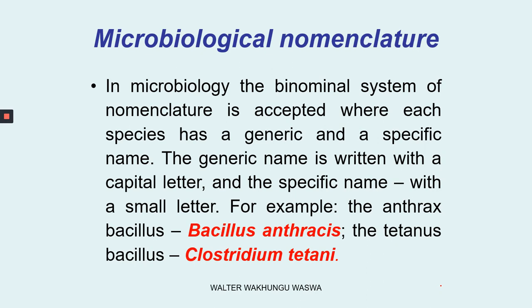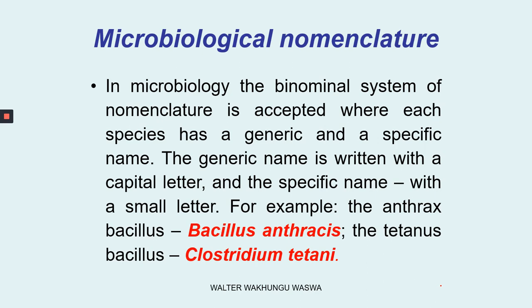Microbiological nomenclature. In microbiology, the binomial system of nomenclature is accepted, where each species has a generic and a specific name. The generic name is written with a capital letter and the specific name with a small letter. For example, the anthrax bacillus is called Bacillus anthracis. The tetanus bacillus is called Clostridium tetani. So those are the ways that we give names to these microorganisms.